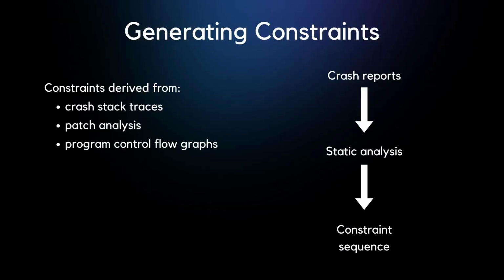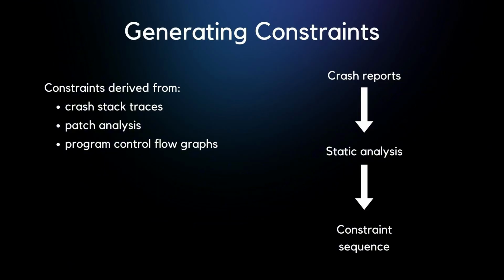Now that you have a better idea of what constraints are, the next question is how those constraints are generated in practice. The paper introduces a system called CAFL, which we'll get more into later, but it automatically derives constraints from available program information.